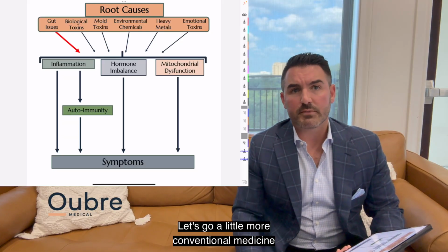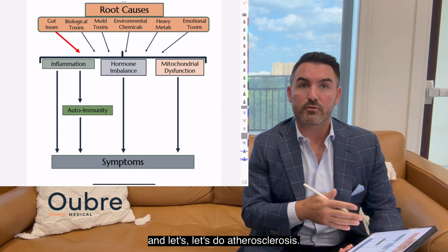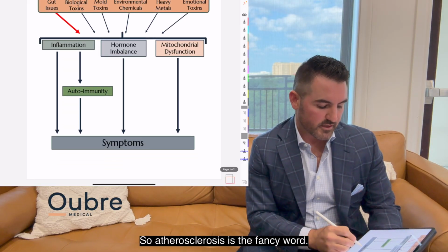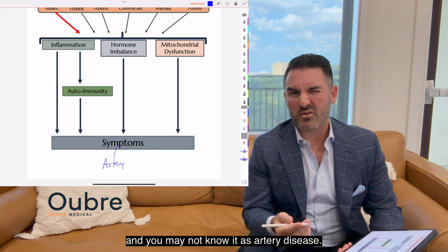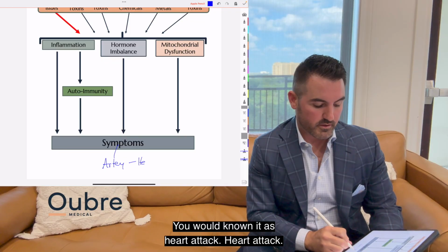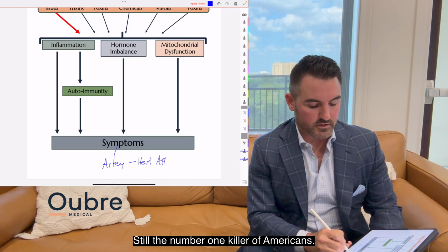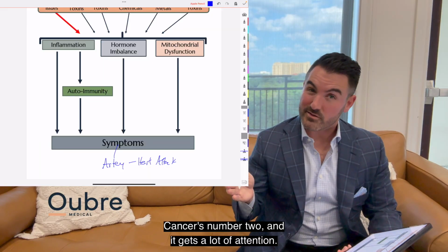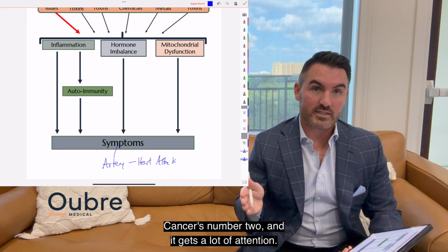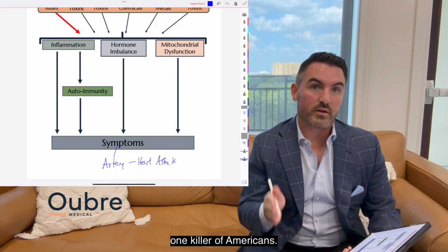Let's go a little more conventional medicine and let's do atherosclerosis. So atherosclerosis is the fancy word. You would know it more as artery disease, and you may not know it as artery disease. You would know it as heart attack. Heart attack, still the number one killer of Americans. Heart attack and stroke are the number one killer of Americans. Cancer is number two, and it gets a lot of attention. It's scary, but heart disease is still the number one killer of Americans.